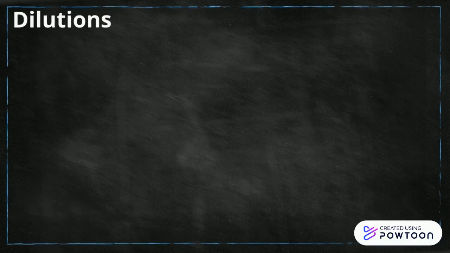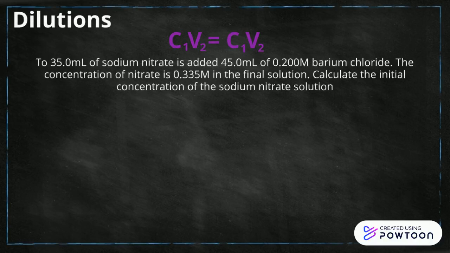For dilution, I use the formula C1V1 equals C2V2. For the first question, to 35.0 milliliters of sodium nitrate is added 45.0 milliliters of 0.200 molarity barium chloride. The concentration of nitrate is 0.335 molarity in the final solution. Calculate the initial concentration of the sodium nitrate solution.